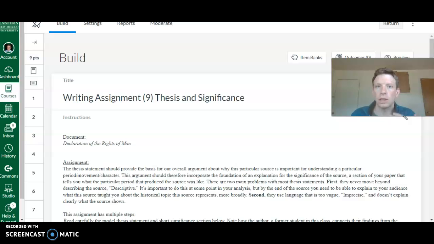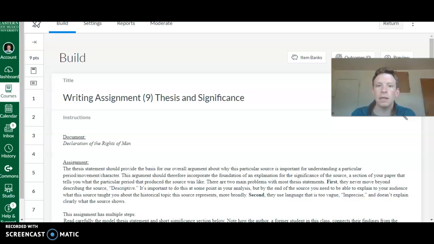Or you can do it the other way around, and you can say, in the Declaration of the Rights of Man, we see these sorts of themes emphasized. This tells us something about the values of the French Revolution, or it tells us something about the context in which this document was written. So that way we're incorporating both the content, themes of the document, but also the context of the French Revolution. We want to bring both of those together.